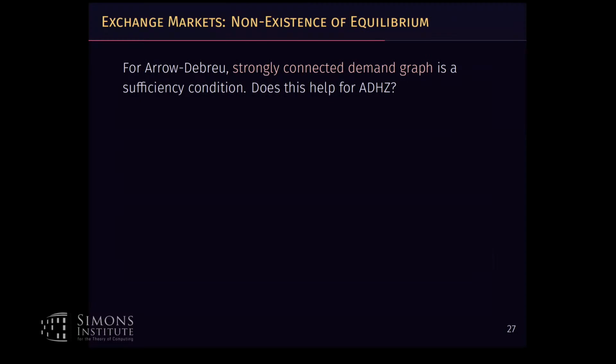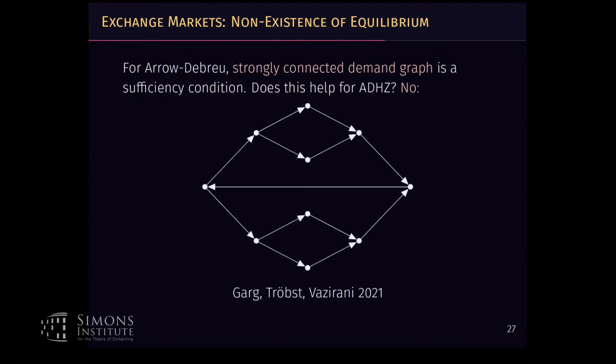There's one more result I want to mention, which is that you might say, okay, but even for Arrow-Debreu, equilibria do not always exist. There are certain conditions that you need. For example, a well-known sufficiency condition is that you have what's called a strongly connected demand graph, and maybe under this condition you have an ADHZ equilibrium, but in fact, that's not the case. There are many examples where these ADHZ equilibria do not exist, even with 0-1 utilities and further restrictions.